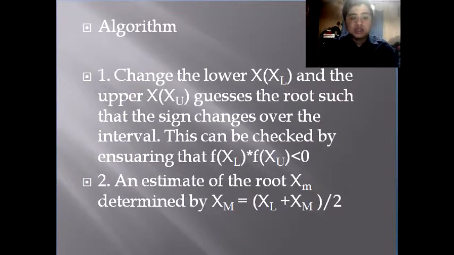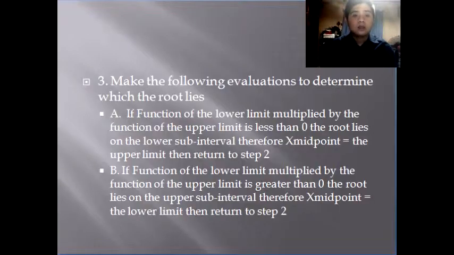The algorithm of this bisection method is: Number 1, choose the lower limit and the upper limit guesses of the root such that the sign changes over an interval. This can be checked by multiplying the function of the lower limit and the function of the upper limit; it should be less than 0. Number 2, an estimate of the root, the midpoint of x, is determined by the equation: the midpoint of x is equal to the upper limit of x plus the lower limit of x over 2. Number 3, make the following evaluations to determine in which subinterval the root lies.